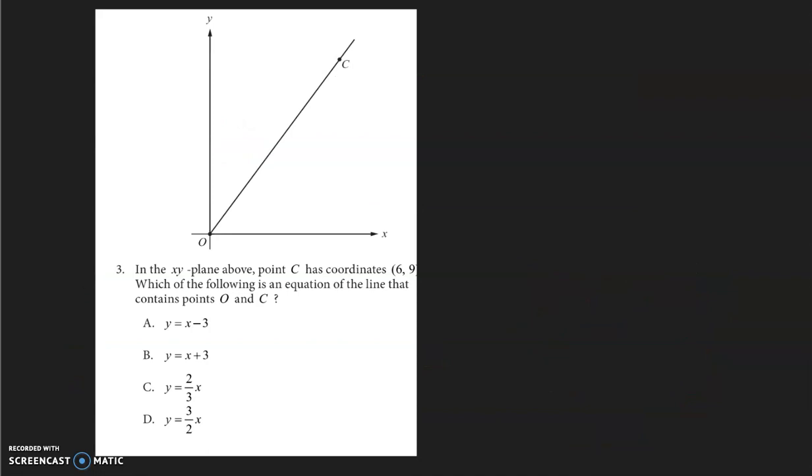For number 3, it's asking us for the equation of this line. So when you have a graph, one of the first things you can look at is what's the y-intercept. So here the y-intercept is at 0. So letter A, the y-intercept is negative 3, so that needs to go away. Letter B is positive 3, so that is also gone. You see C and D does not have a plus or minus anything, so the y-intercept is going to be 0.